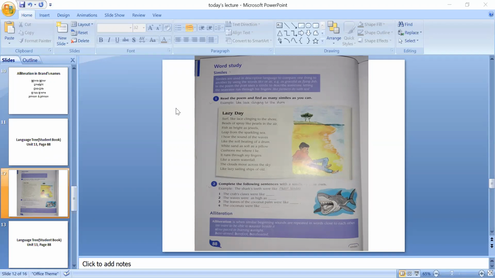It is beginning with like. And the sound of the waves is compared with the soft beating of a drum. So obviously this is a simile. Like the soft beating of a drum. Underline it.